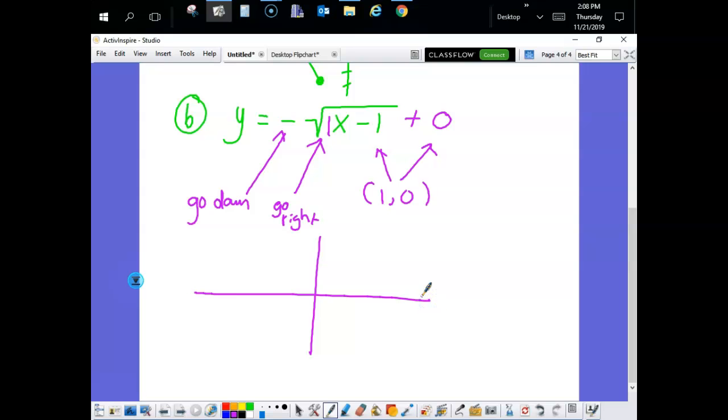I'm starting at 1, 0. And I'm going to be going down and right with my square root shape. Okay? So down and right would look something like that.